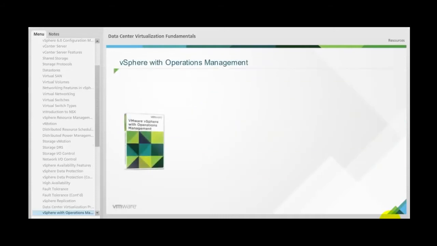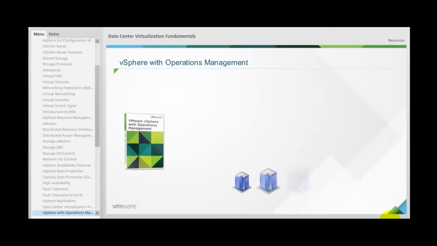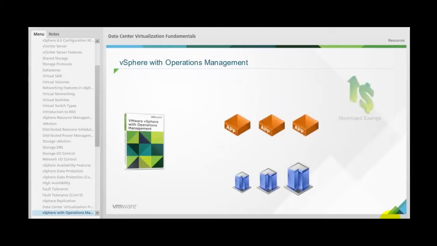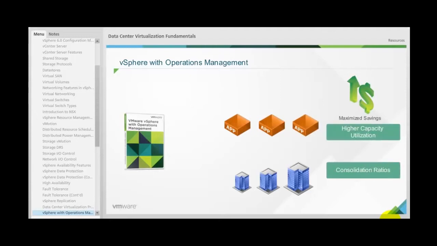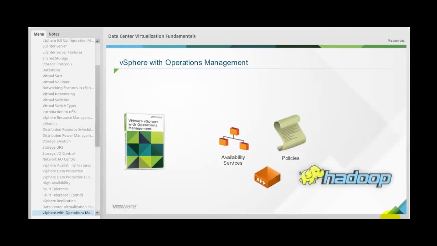vSphere with Operations Management offers a virtualization platform with critical operational enhancements in performance monitoring and capacity management. It is designed for businesses of all sizes and allows them to run applications at high service levels and maximize hardware savings through higher capacity utilization and consolidation ratios. vSphere with Operations Management provides availability services and policies with simplicity and flexibility for any application, from legacy to next-generation applications such as Hadoop that require intense resources.